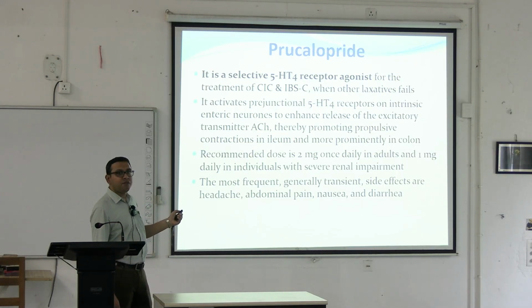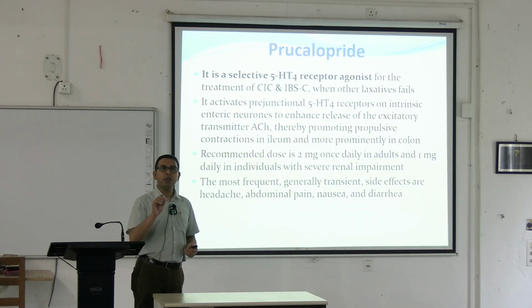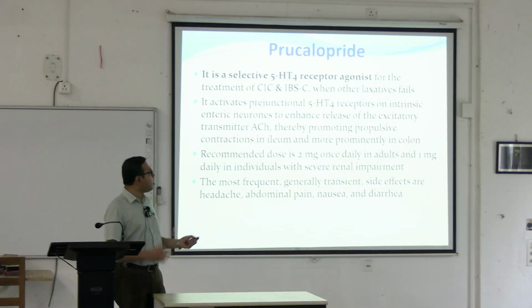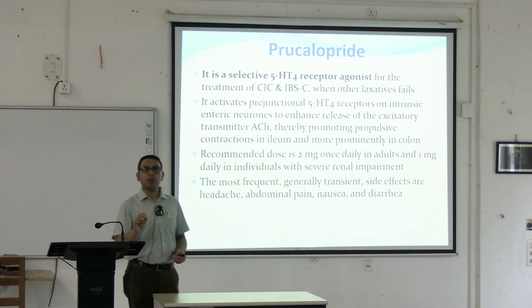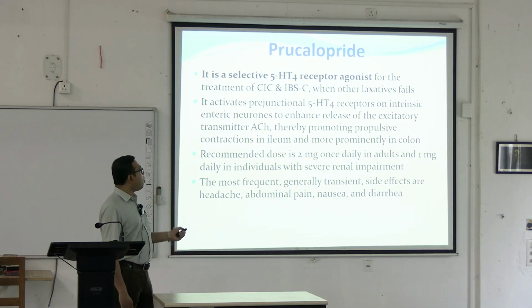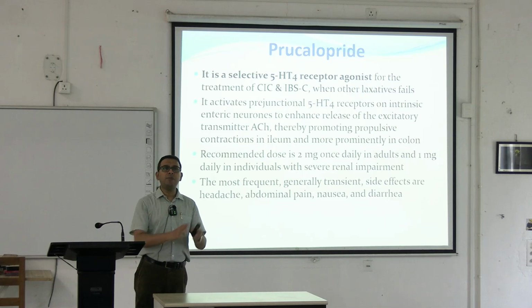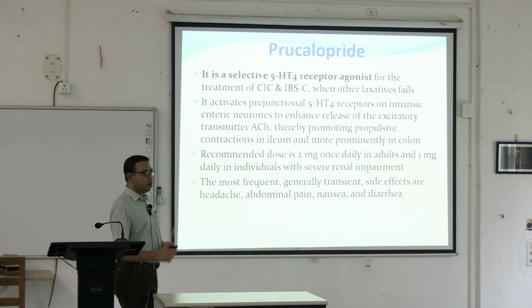Prucalopride is a selective 5-HT4 receptor agonist. We use selective agonism of this receptor for the treatment of mainly chronic idiopathic constipation, as well as irritable bowel syndrome constipation type, where other laxatives fail. So we use dietary fibers, different types of dietary fibers, osmotic ones, etc. If it fails, then we can give some prucalopride.